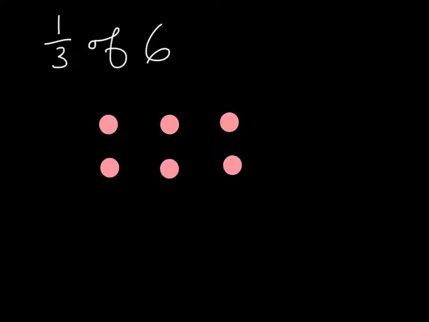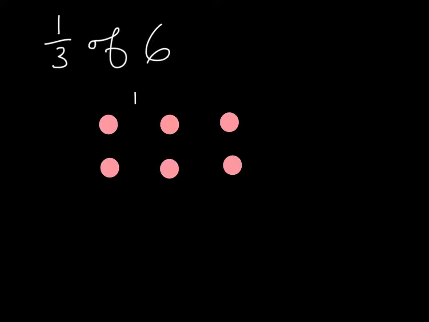Let's start off by thinking about 1/3 of 6. I have a set, and there are 6 in the set. That's what I mean when I use the word set. It's a group of objects. And when I say I want 1/3, that means I'm going to take my group of objects and split it into smaller groups.